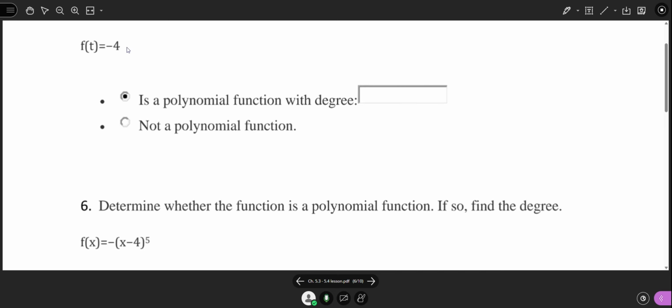F of t equals -4. Let's go to Desmos. -4. And we got to do y equals -4. Hey, that one works. Okay, that one does work. If I bring any vertical line in here, x equals 2. Let's say -1. It doesn't matter where I put that line. It's always going to pass.